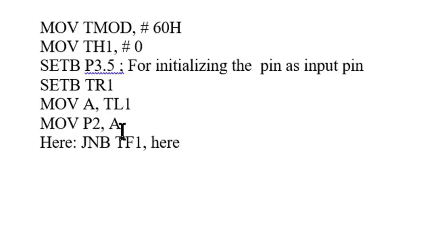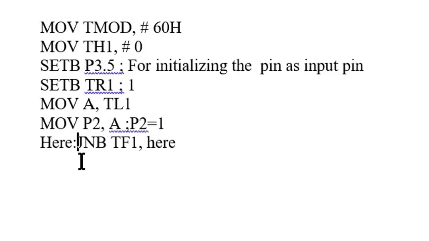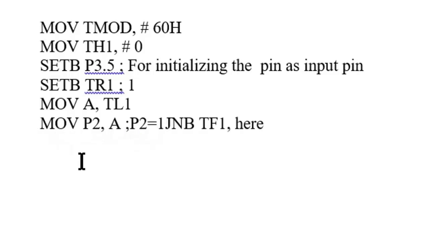What is that repetition? Repetition is, say when the timer value is 1, the P2 value is 1. Now it should check whether the timer flag is high or not. It has not reached the FF value, so it should again go back. Now where it should go? It should again take the value from the timer to P2. So it is better to use the loop from here.